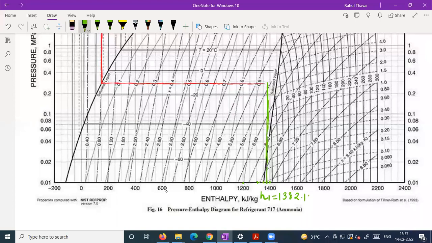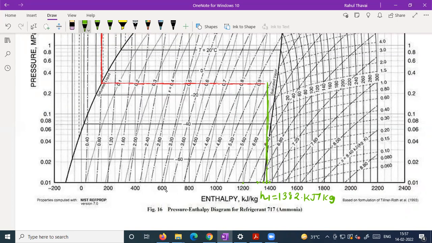Sir, your screen is stuck. I think it is typing. Yeah, is it typing now? Yes sir, it is showing now.